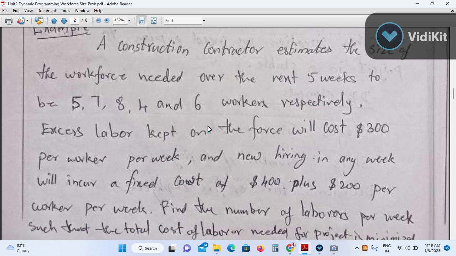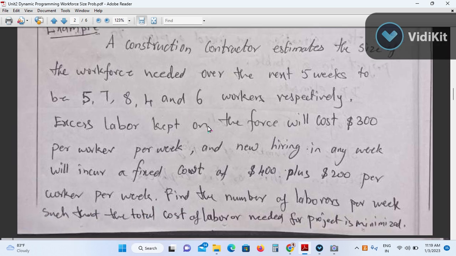And the thing here, excess laborers kept on the force will cost $300. So in this problem, we put it in dollar form. Maybe if you want, you can convert to rupees. So $300 per worker per week. And new hiring in any week will include a fixed cost of $400 plus $200 per worker per week.